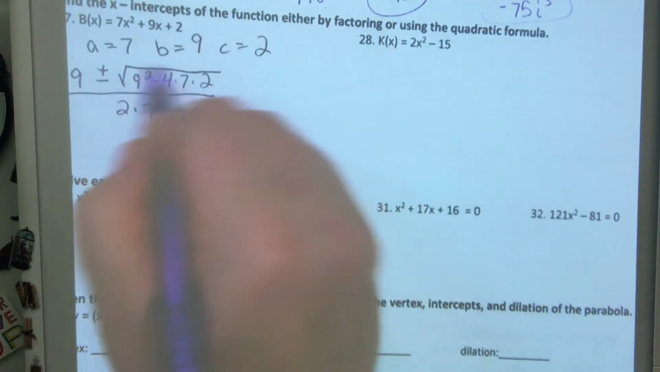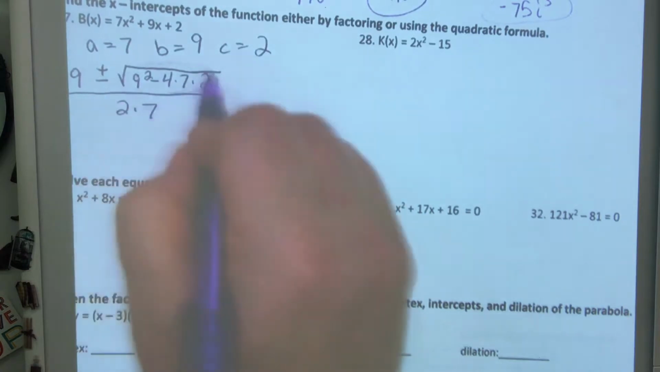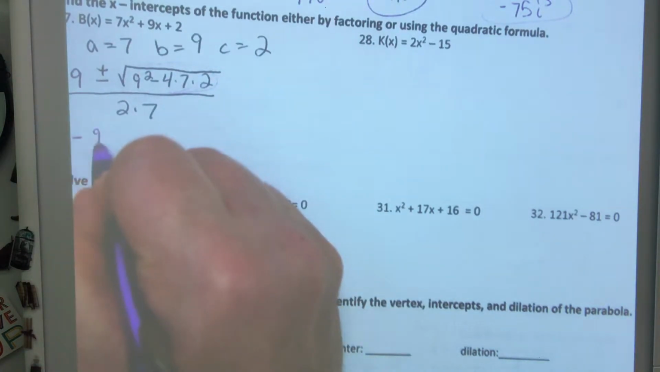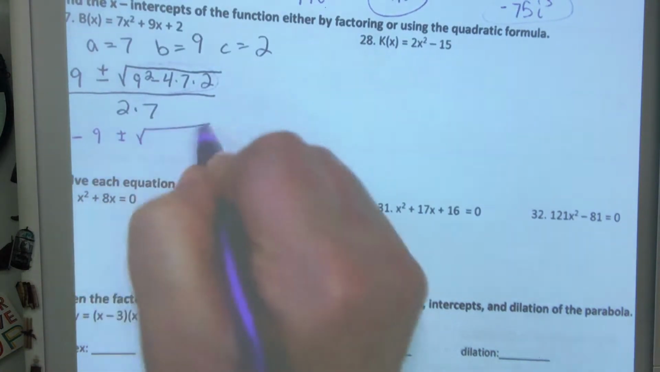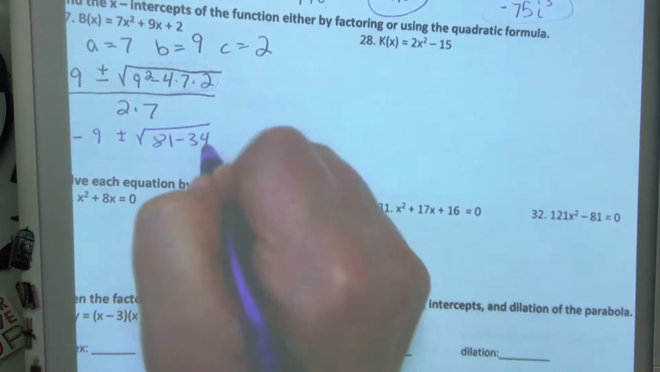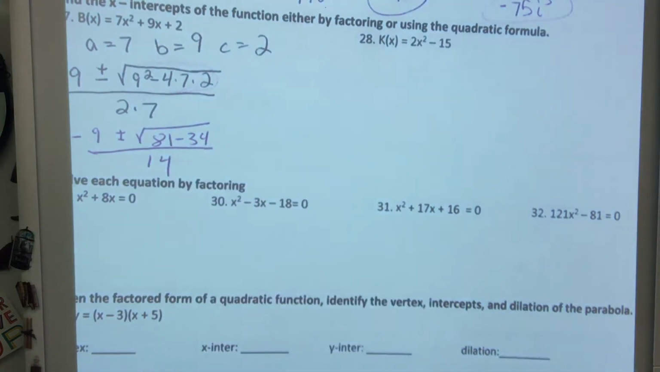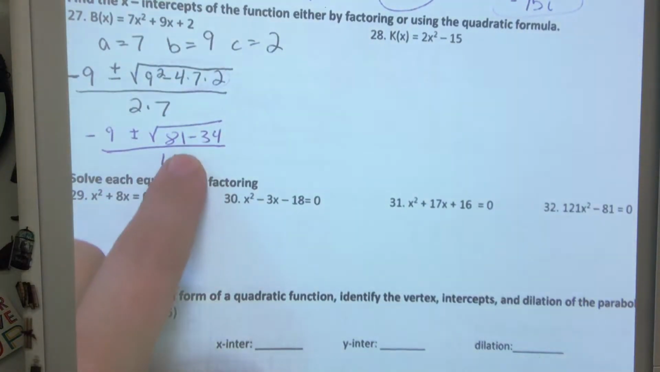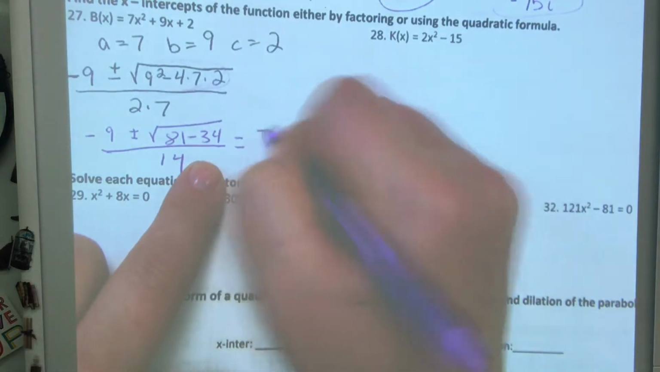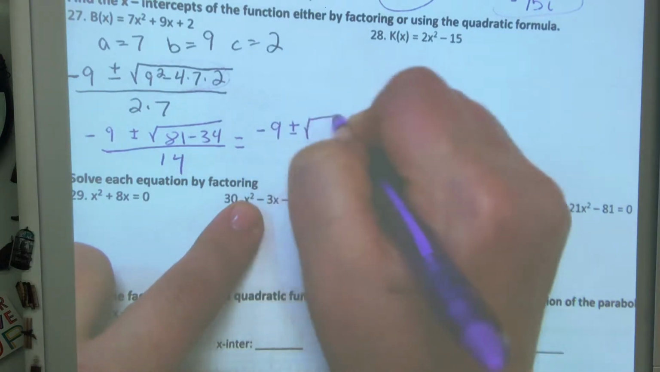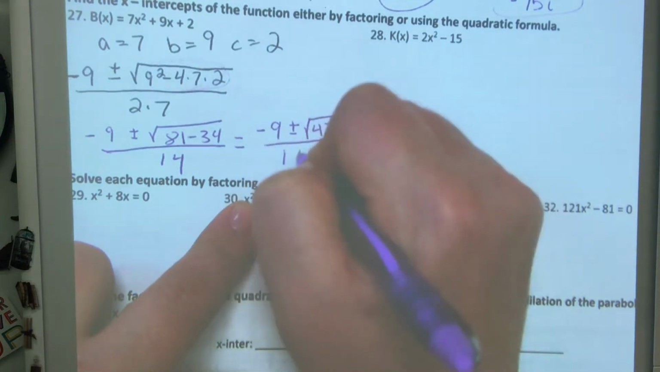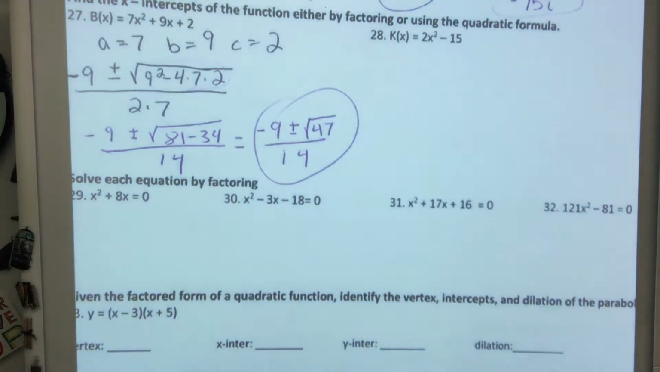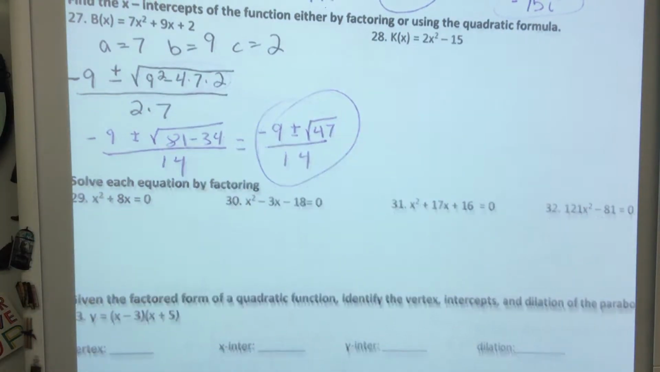I'm going to go ahead and work on the discriminant, this part right here. So I'm going to have -9 plus or minus square root of 81 minus 34 over 14. Now I'm going to go ahead and figure out 81 minus 34. This is going to end up equaling -9 plus or minus square root of 47 over 14. And that would be my final answer because 47 can't be reduced.